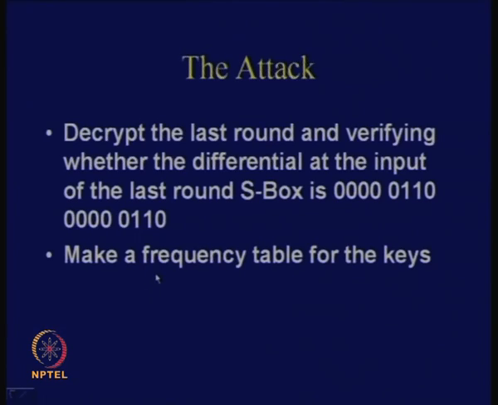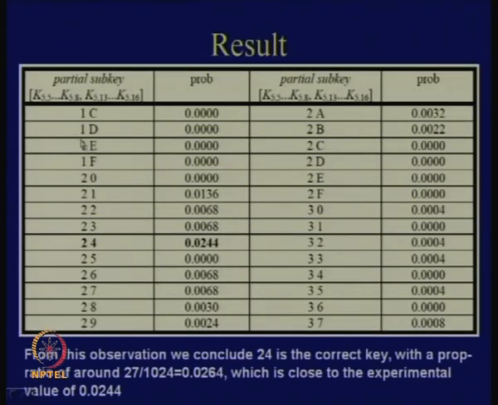Now you make a frequency table for the keys, and this is how a sample table might look. You see that we have guessed four keys here and four keys here. You see that 24 was the actual key. Believe that 24 was the actual key, and the probability of that occurring is 0.0244, whereas the others have lesser probability than that. From this observation we can conclude that 24 is the correct key, with a probability of around 27 by 1024, which is 0.0264, and you see that it matches fairly with your observed value, which is close to the experimental value of 0.0244.